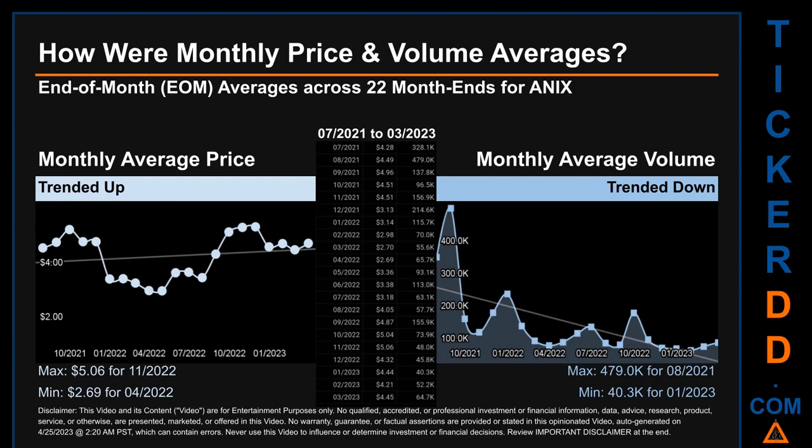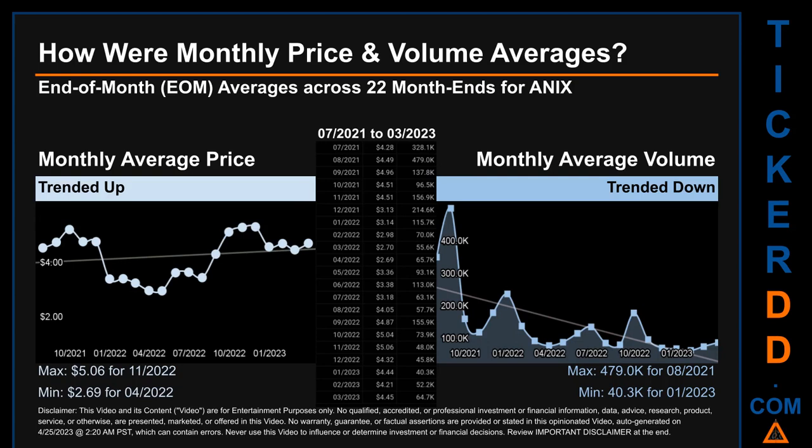How were price and volume averages for ANIX? Across 447 trading days, there were a total of 22 month ends, of which monthly averages for daily price and volume were calculated. Overall, monthly price average trended up while monthly volume average trended down.